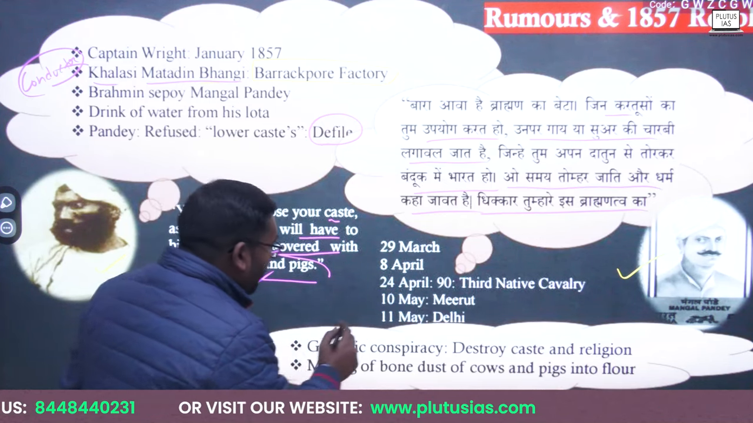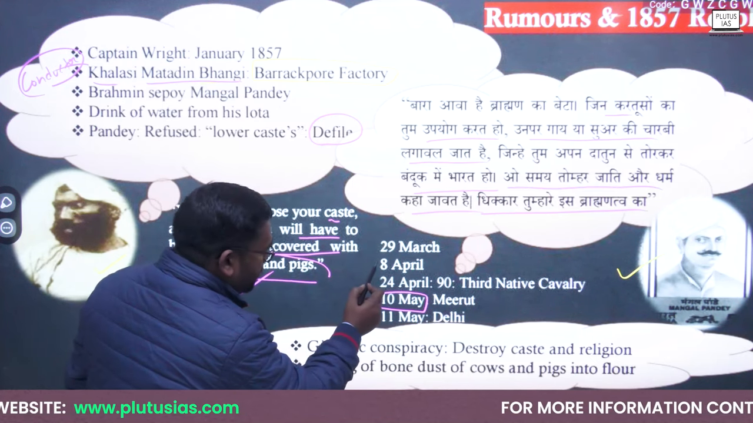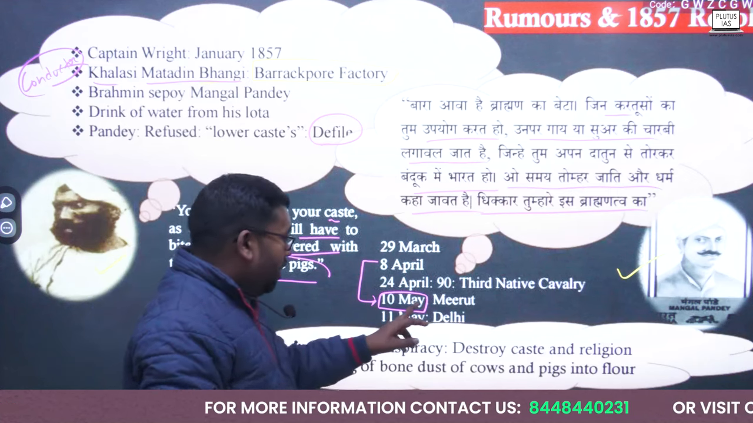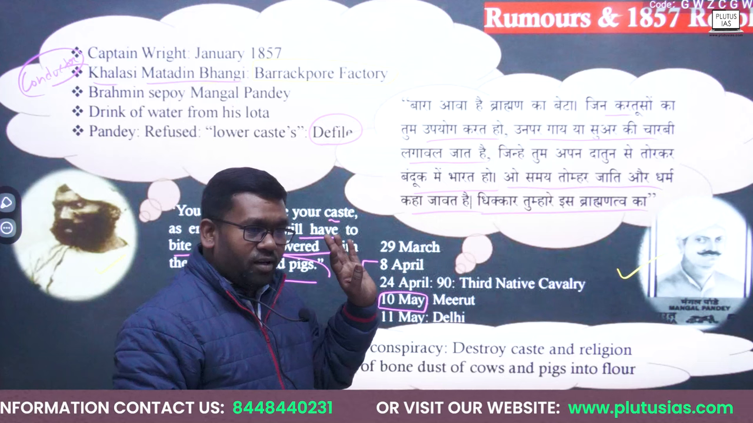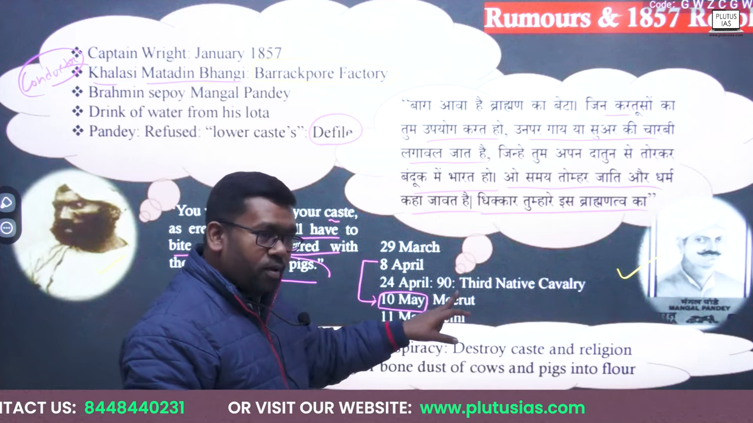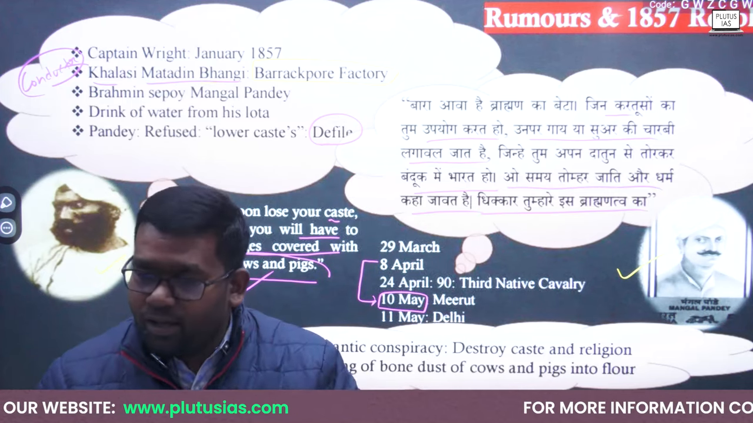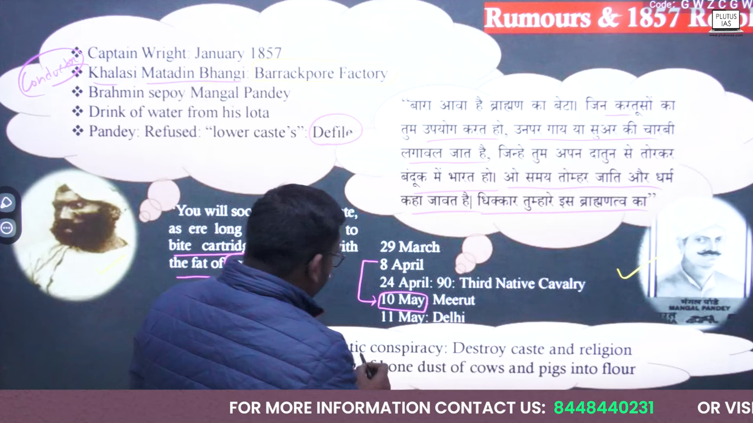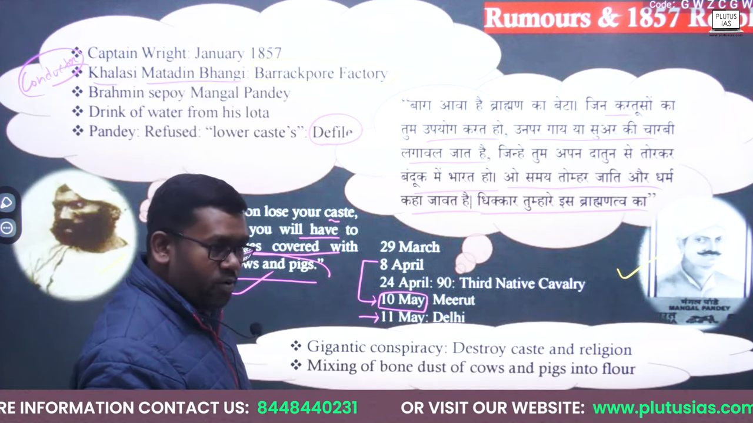So what happened on 10th May? The dates are not so far apart. It is 8th April and this is 10th May. Within a month, a whole battalion from Meerut had revolted. They revolted from Meerut and marched towards Delhi. Where did they revolt? In Meerut, and they started marching towards Delhi and reached Delhi on 11th May, the next day. They set out in the evening and reached Delhi on foot by morning.